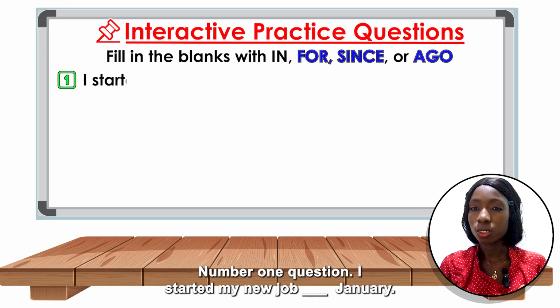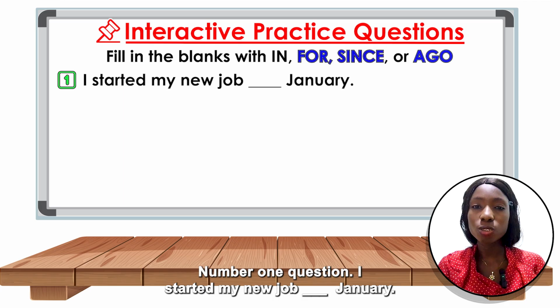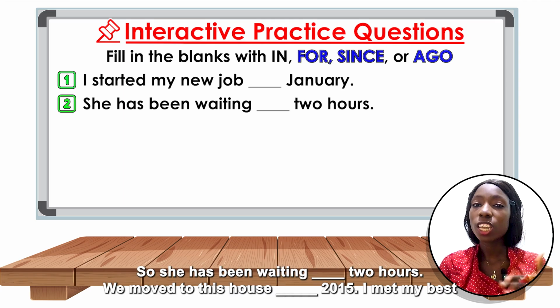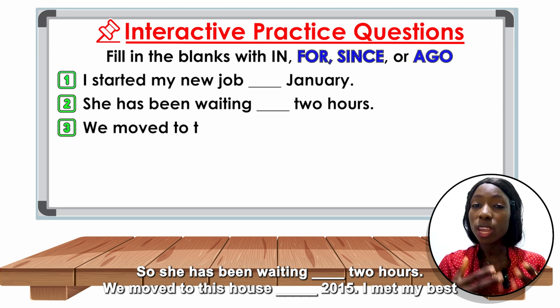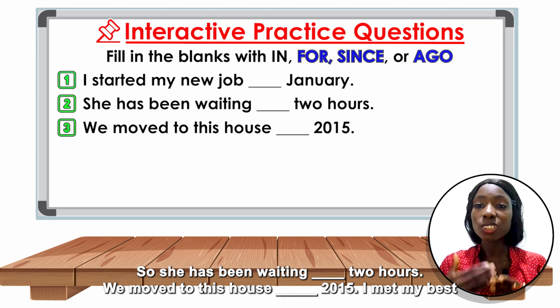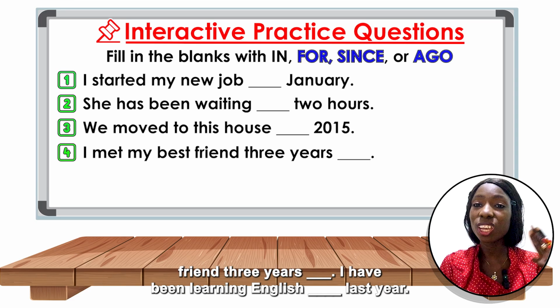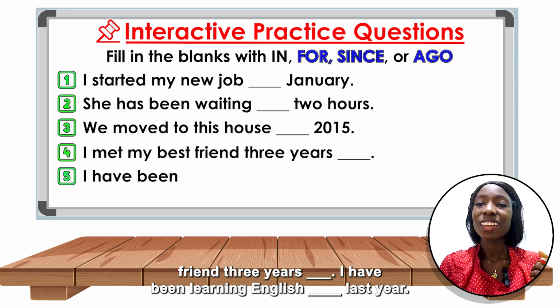Number 1: I started my new job last January. 2: She has been waiting 2 hours. 3: We moved to this house 2015. 4: I met my best friend 3 years.